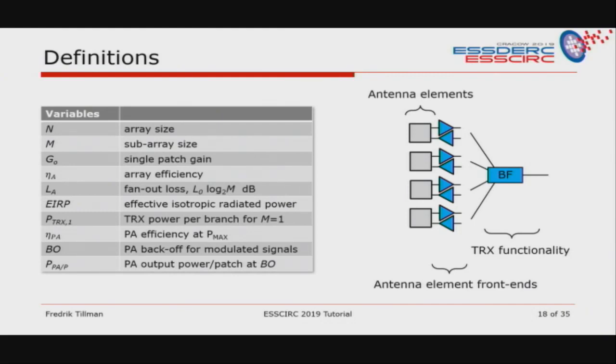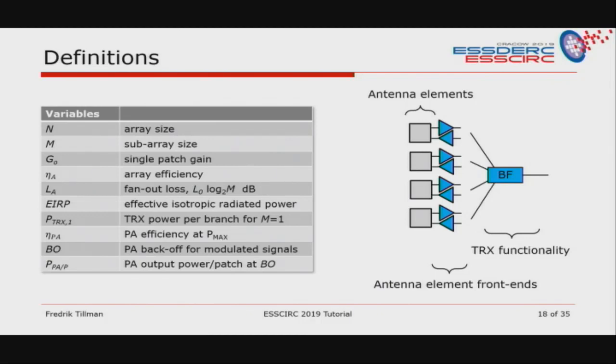We have the single gain you get from each antenna element. Typically, if you have a patch that is lambda half and a quadrant, you get 5 dB. That's the inherent antenna gain from a patch. So we will use that one. You have the array efficiency, meaning all impairments you have in the array as such.